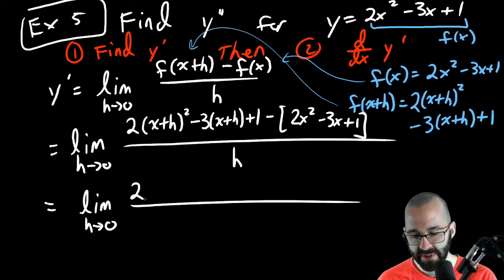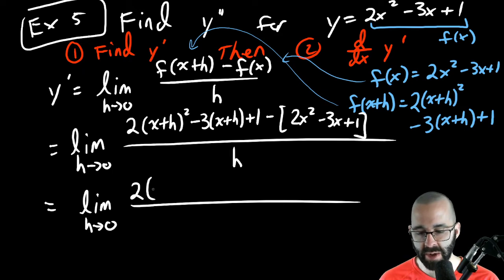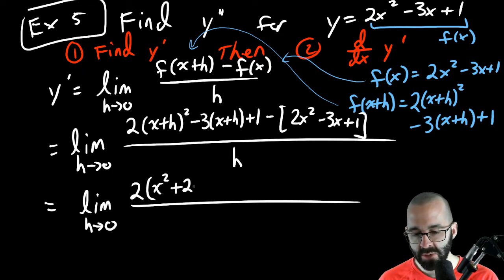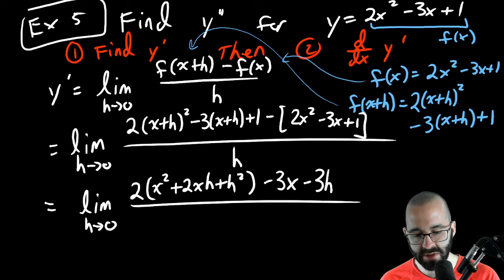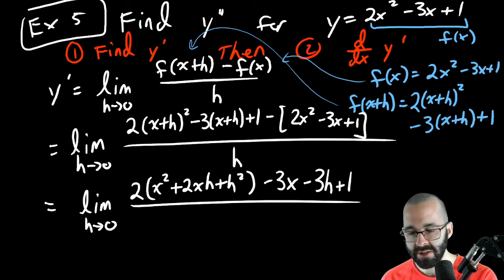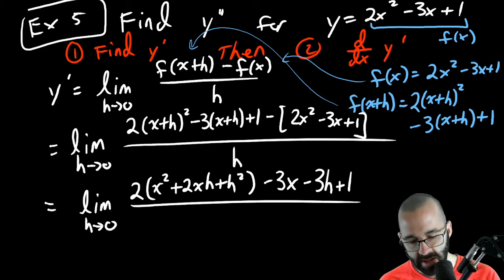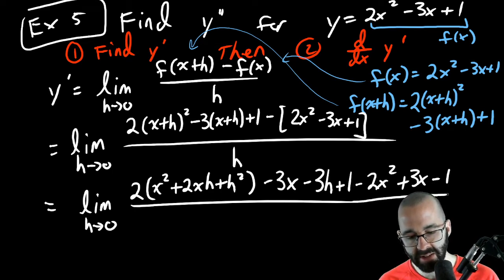So let's simplify. The 2 is going to stay there, and then we FOIL x plus h squared: x squared plus 2xh plus h squared. So we FOILed that guy. We have to distribute this guy. It's going to be minus a 3x minus a 3h. And we still have the plus 1 from before. And now we have to distribute this negative sign into the function. And that'll be a negative 2x squared plus a 3x minus a 1.